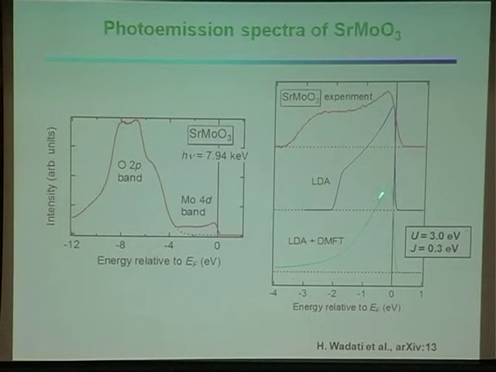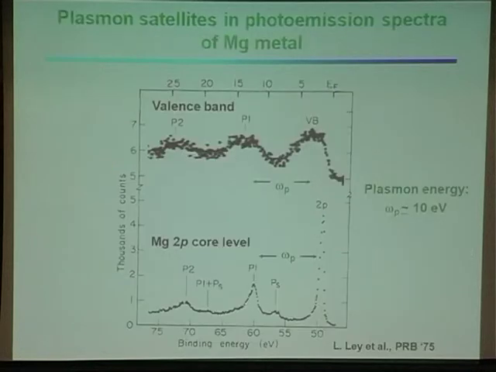Experimental data, LDA and DMFT, LDA plus DMFT with orbital degeneracy incorporated. But unfortunately, the experimental data does not agree with the theory because of this hump. I will not go into too much detail, but let me just mention that this may be due to the so-called plasmon satellite, which has been known for many decades for photoemission spectra of simple metals.